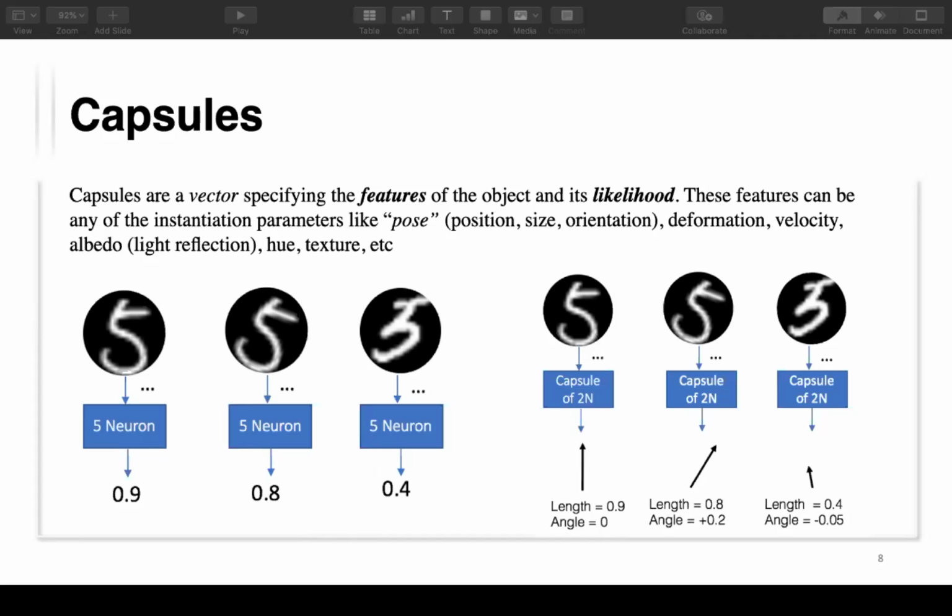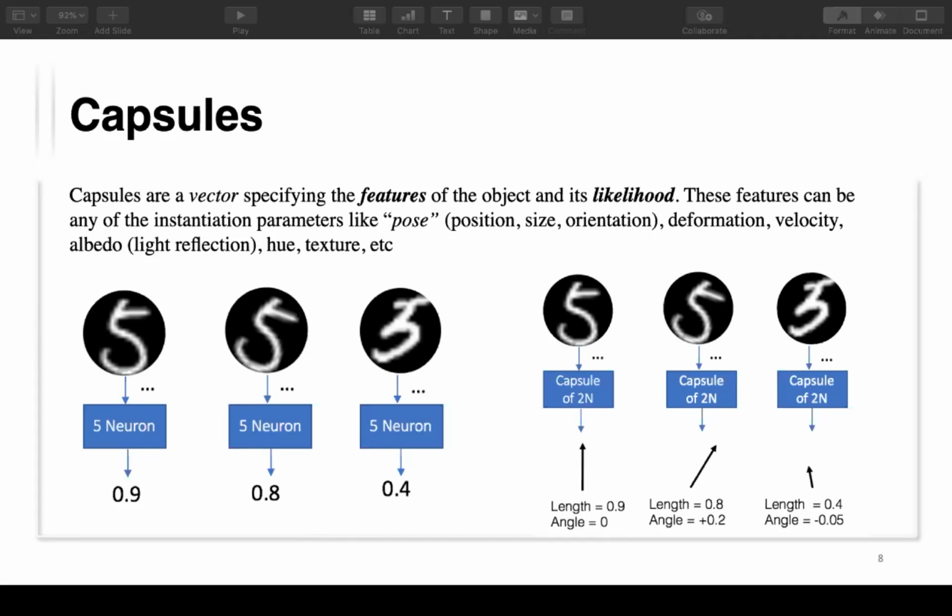The feature can be position, size, orientation, deformation, velocity. So how can it represent the deformation velocity? And are those features specific or deliberately specific? It's not deliberately designed. It's supposed to be learned. And also you mentioned the length is supposed to be the confidence, so I didn't get this point.